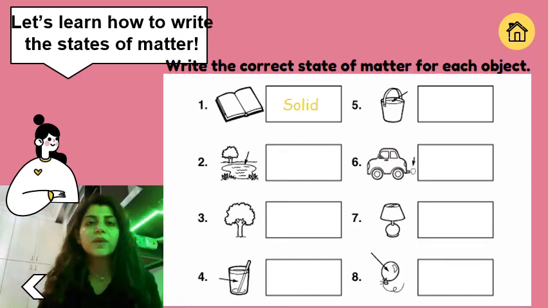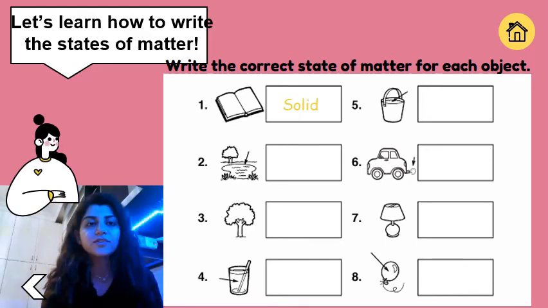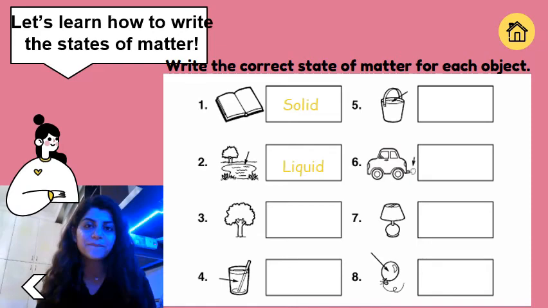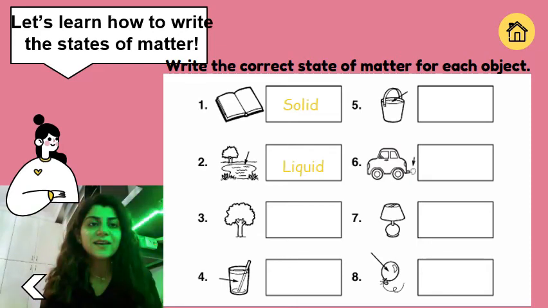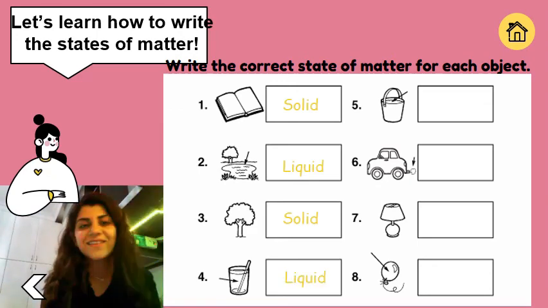Number 2, we can see lake, the water. Is it solid or liquid? The water is liquid, so we have to know how to write the word liquid. Then we can see a tree. Is it gas, solid, or liquid? What do you think? Yes, it's solid. It has a definite shape and volume. The water in the cup. Is it liquid, gas, or solid? What do you think? Yes, it's liquid.